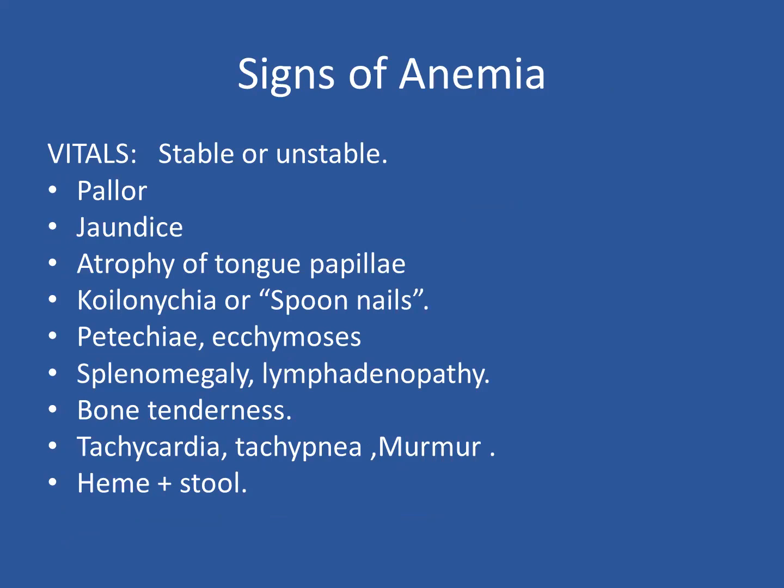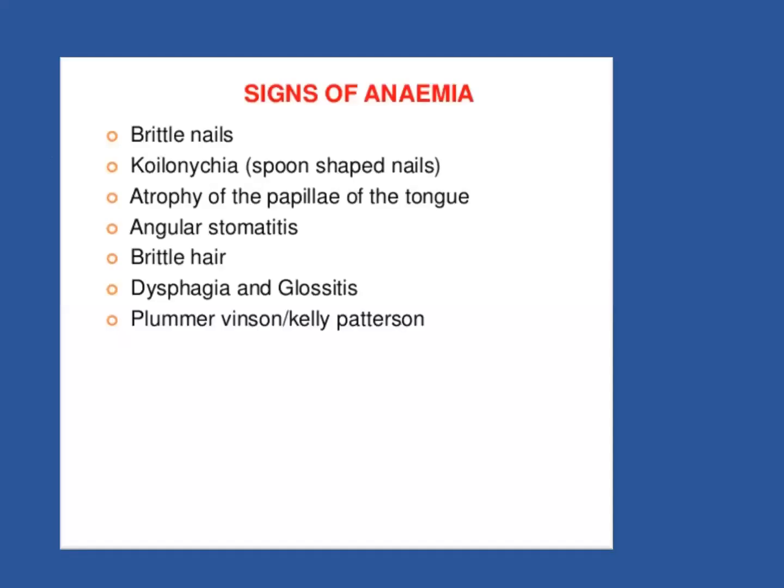And in stool, there could be black stools, depending again on the causes. So these are very generalized symptoms. It depends on the cause again and again. Brittle nails can happen if there's malnutrition. Koilonychia, which is spoon-shaped nails, is due to iron deficiency. Atrophy of the papillae, angular stomatitis, dysphagia, and glossitis can happen in B12 deficiency, right?